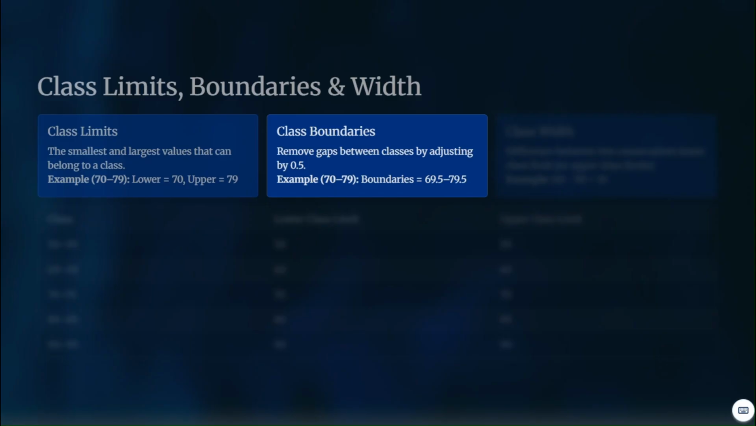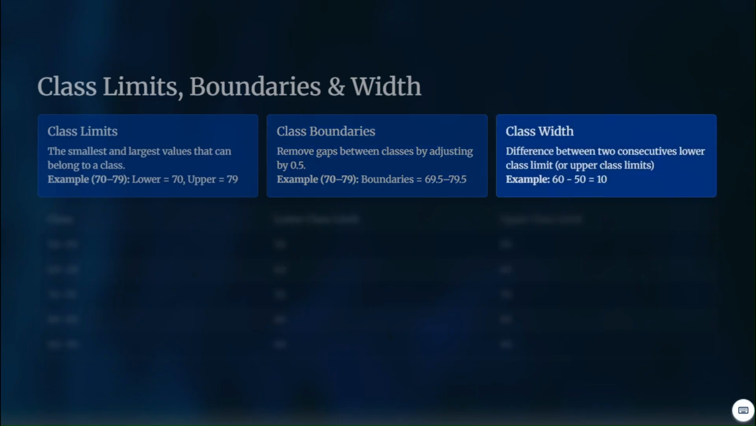So for instance, if I have a data value of 69.57, it will go into the class from 70 to 79. And class width are the differences between two consecutive lower class limits or upper class limits or class boundaries. There are many ways we can calculate the class width.